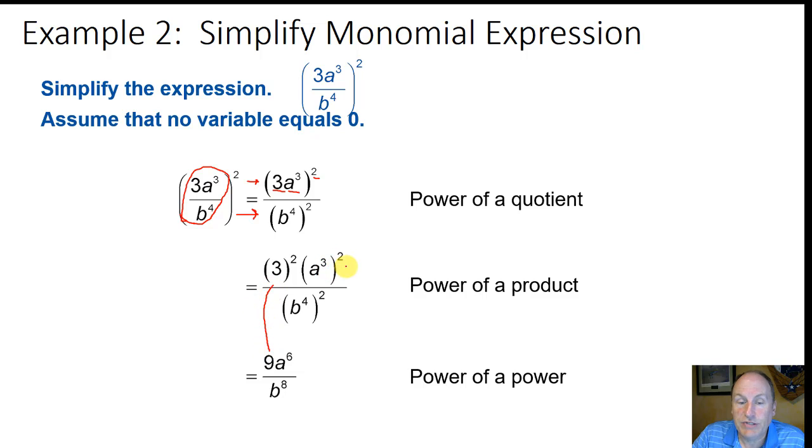And a to the third raised to the second power, using the power of a power, that's a to the 3 times 2, or a to the 6. B to the fourth raised to the second power, that is b to the 4 times 2, or b to the 8. And that's all we can do. That's our simplest form. This monomial originally has now been simplified.